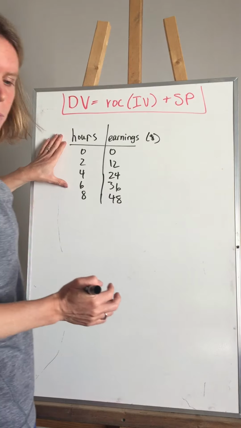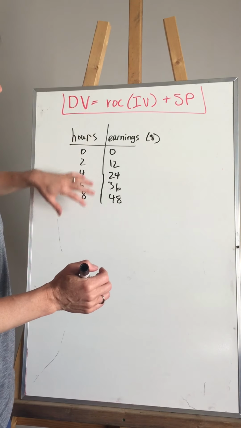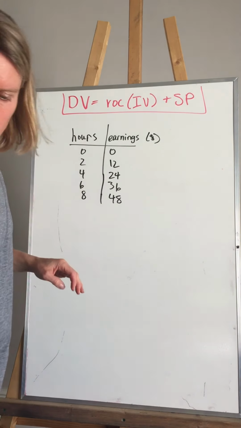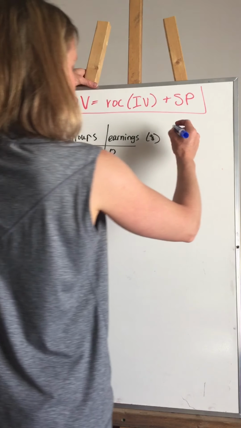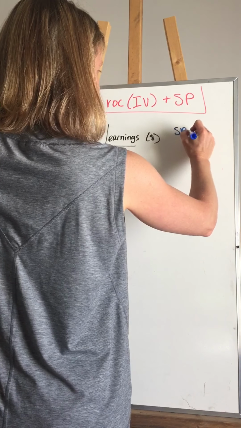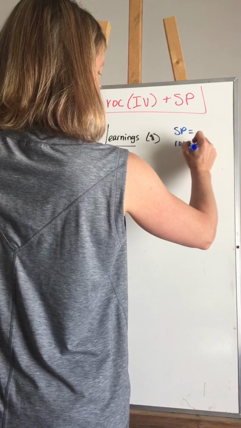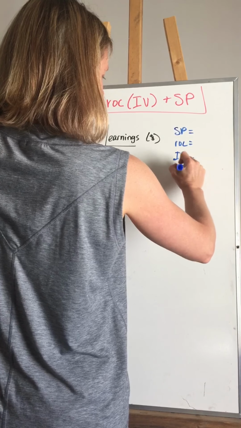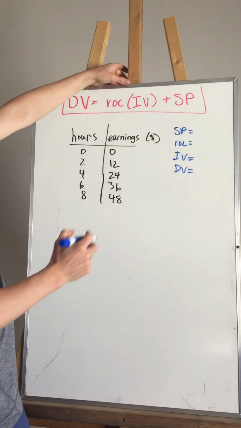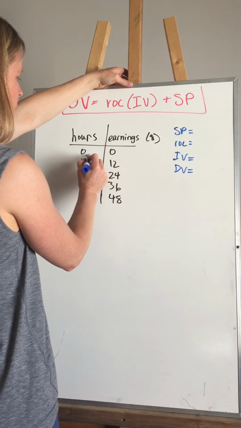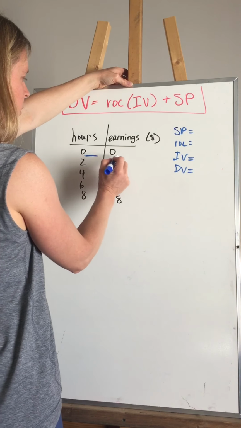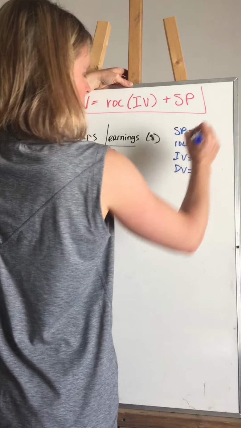Okay, so this is all the information we're given, and we have to come up with an equation, okay? So I'll do what I did before. I write down, okay, what's my starting point, what's my rate of change, what's my independent variable, and what's my dependent variable. Well, my starting point at time 0 hours, I've made $0.